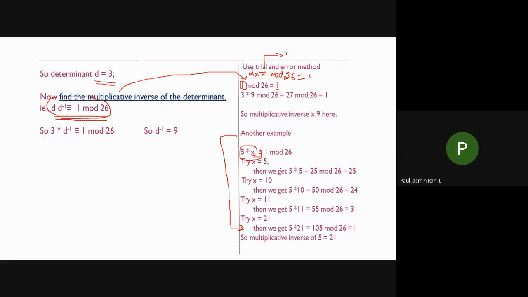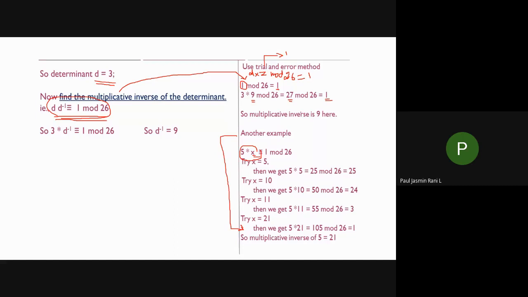So you have to see which value you substitute to get your remainder as 1. When you substitute 9, you will get your value as 1, because 3 into 9 is 27. So 3 into 9 is 27, and when you do 27 mod 26, you will get your answer as 1. So this is how you have to find the inverse of the determinant. You start from 1, by the trial and error method.